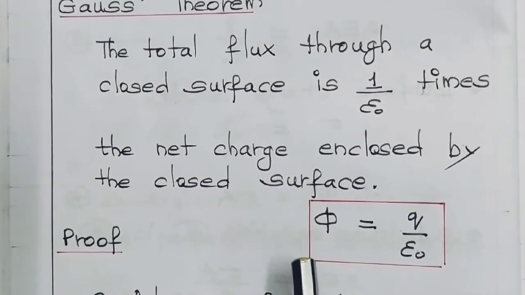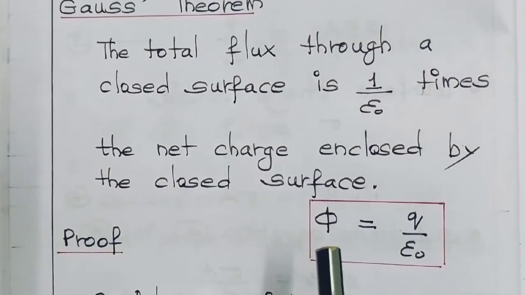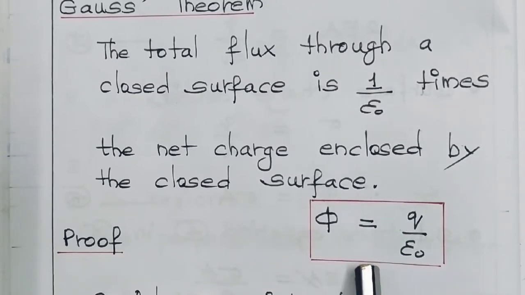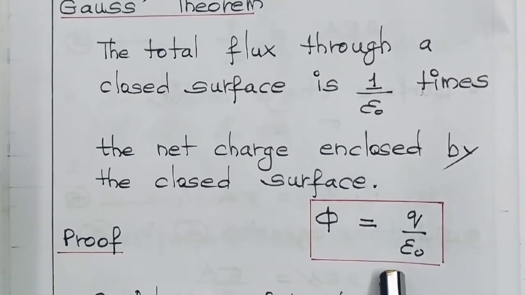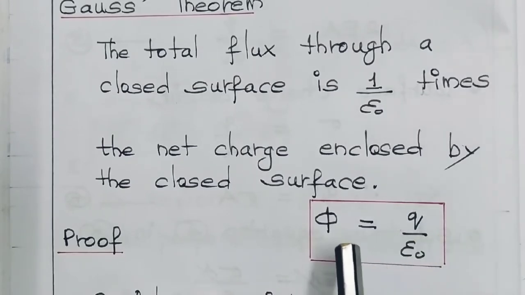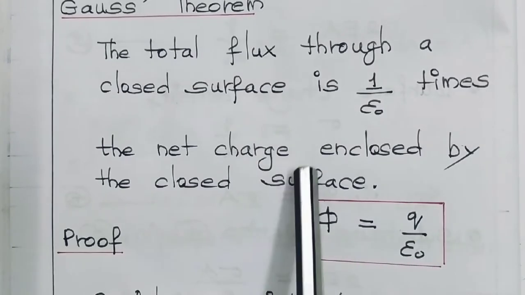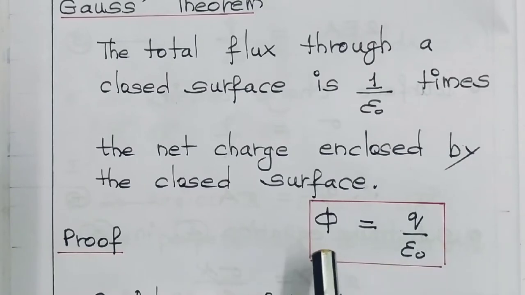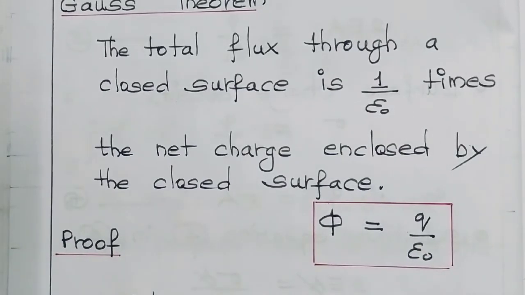So here this phi, this letter, stands for total electric flux, which is equal to 1 by epsilon naught times the net charge, that is Q. So first we need to write phi is equal to 1 by epsilon naught into Q. So 1 into Q, Q. So phi is equal to Q by epsilon naught. This is the Gauss theorem. Proof.